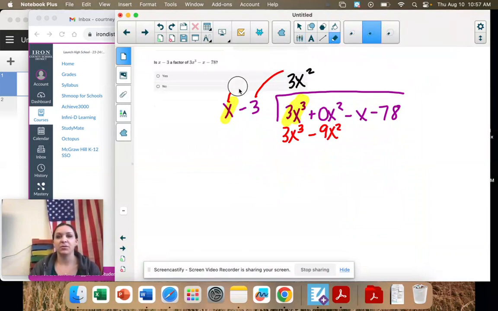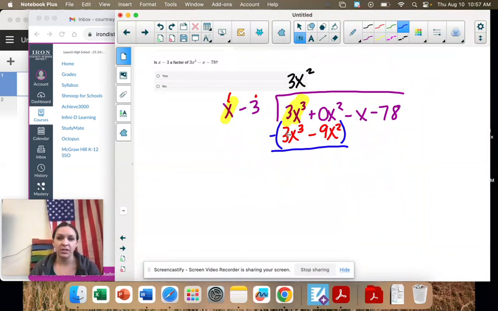And then we're going to subtract those. So when you subtract, I put parentheses around because we have to subtract both terms. This becomes a negative 3, and then a negative negative becomes a positive. When you subtract, the first terms cancel out. That's how you know you're doing it right. 0 plus 9 is 9, and then we have x squared, and then we'll bring down that negative x.